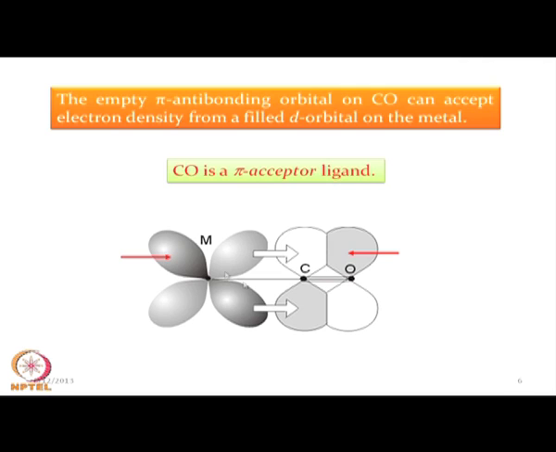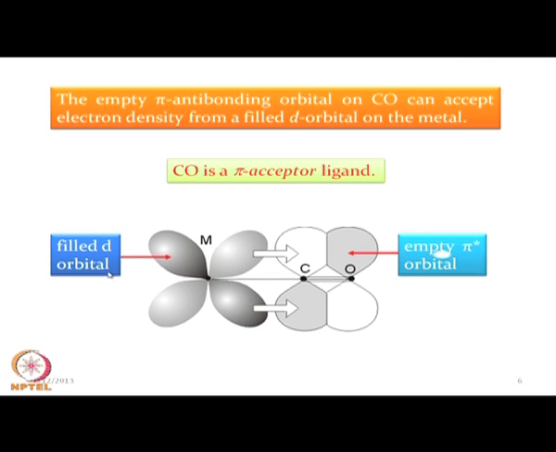That means definitely the electron density from the filled metal orbitals of T2g symmetry has been pushed to these empty pi star orbitals. So, what we have? We have the filled d orbital on the left hand side, and on the right hand side the empty pi star orbital from the carbon monoxide molecule. So, from this particular diagram we have so much information in our hands that carbon monoxide is behaving as a good pi acceptor ligand.